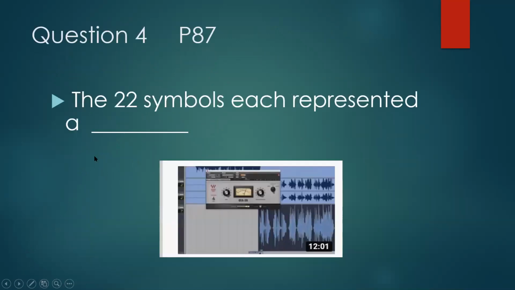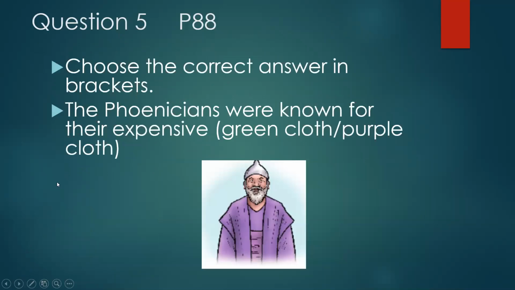The Phoenicians developed a simple alphabet consisting of what or how many symbols? Question number 4, page 87 as well. The 22 symbols each represented a what? Question 5 on page 88. Choose the correct answer in the brackets. The Phoenicians were known for their expensive what? Green cloth or purple cloth?